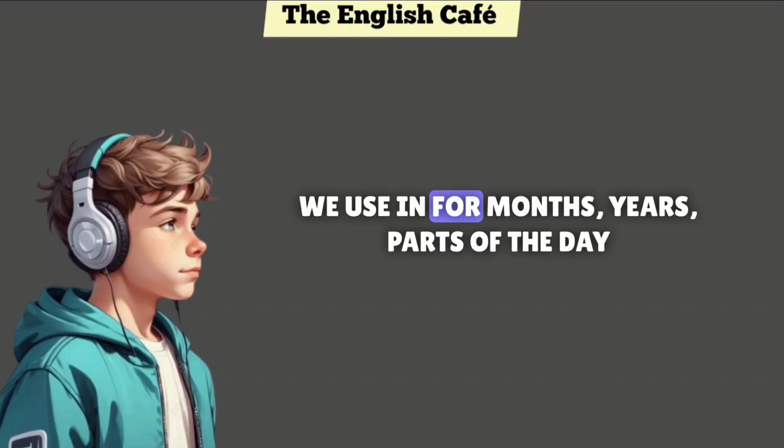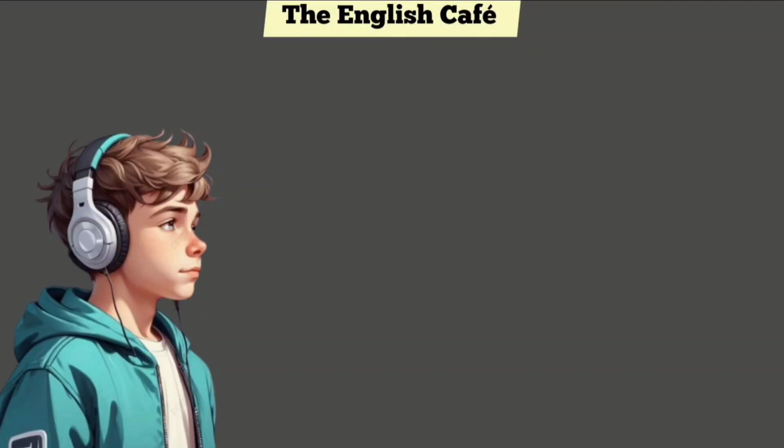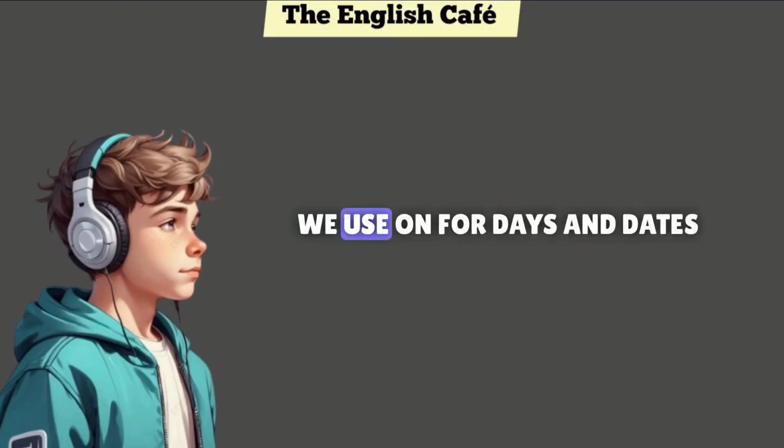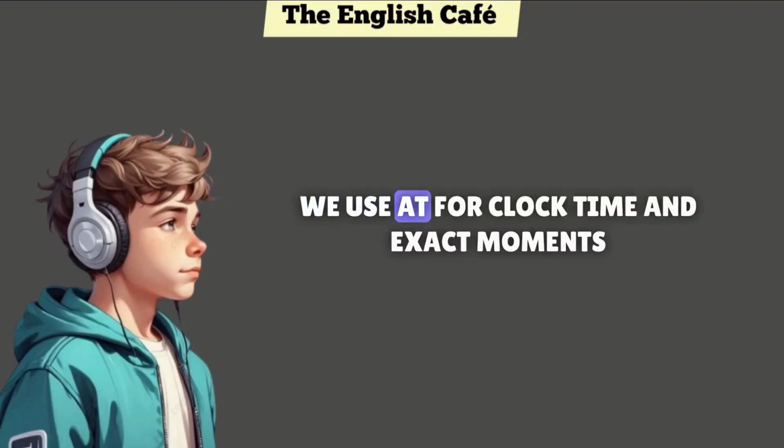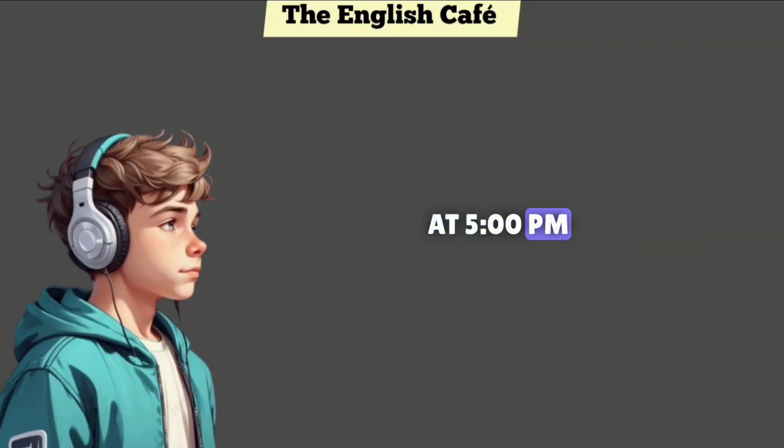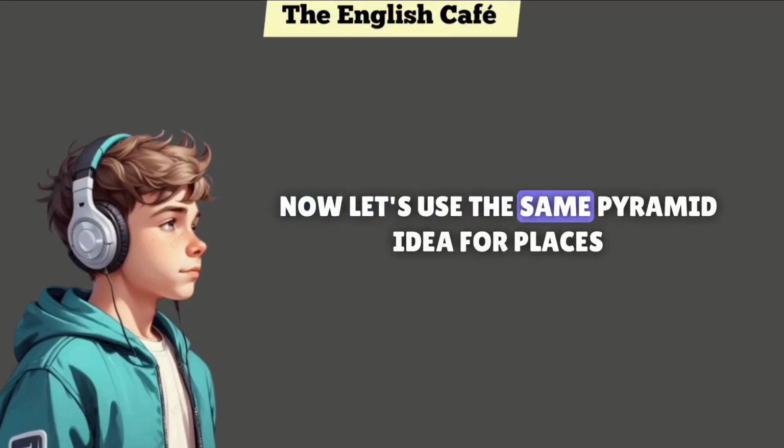Okay. So here is a quick review. We use in for months, years, parts of the day. In May. In 2023. In the morning. We use on for days and dates. On Monday. On July the 3rd. On my birthday. We use at for clock time and exact moments. At 5 p.m. At midnight. At lunchtime.